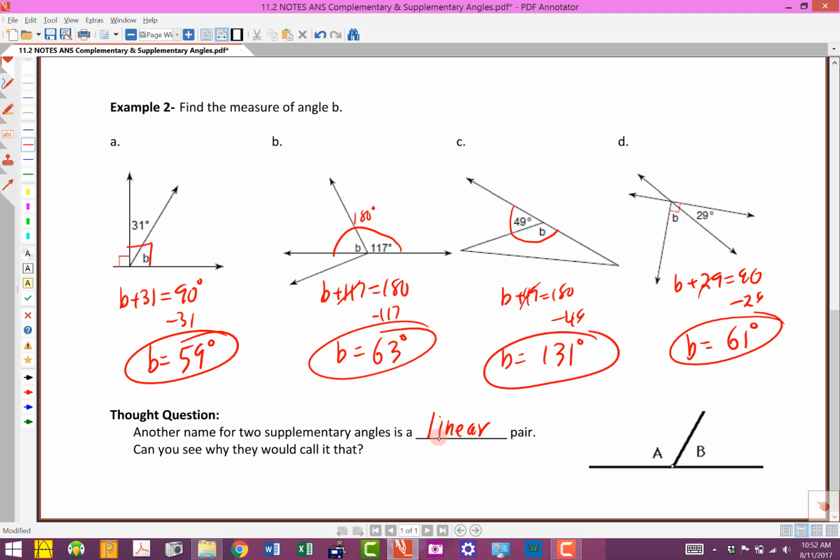Well, the key is in recognizing the word linear sounds kind of awful, but the root word there, I'll just cover this up. The root word is line. So if they make a line, if they add together to make a line, then we call it a linear pair. So we can call it supplementary, or we can call it a linear pair. Occasionally you'll see the word linear pair. I want to make sure that you know what that means if you ever see it, okay? And I'm just going to write on here, they make a straight line. That's why they call it a linear pair.